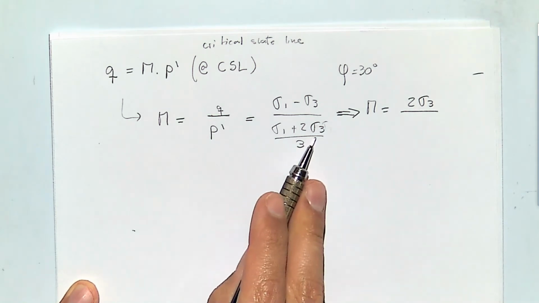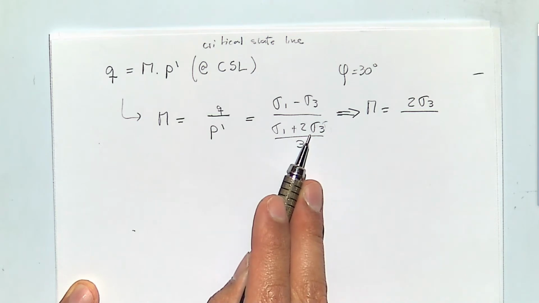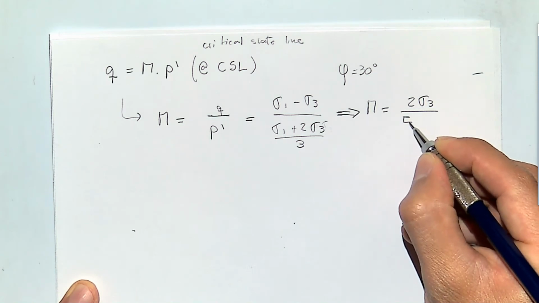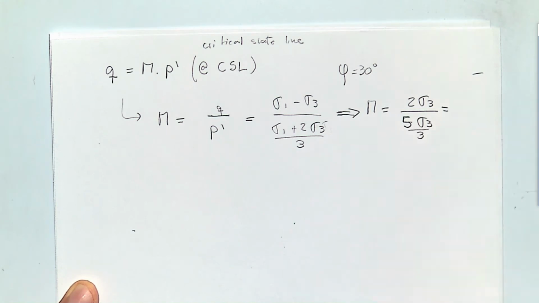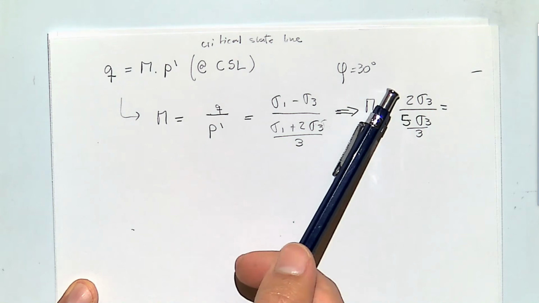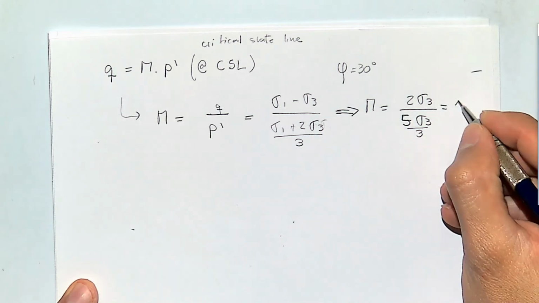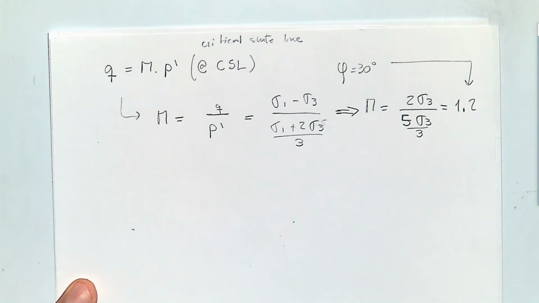And if this is 3 sigma 3 plus 2 sigma 3s, that is going to be 5 sigma 3s divided by 3. And that's going to be, if you move this one to the top, 6 divided by 5. That's going to be about 1.2. So if the friction angle is about 30 degrees, something similar to what we have been already seeing, M is going to be equal to 1.2. But there is one more thing I have to say here.